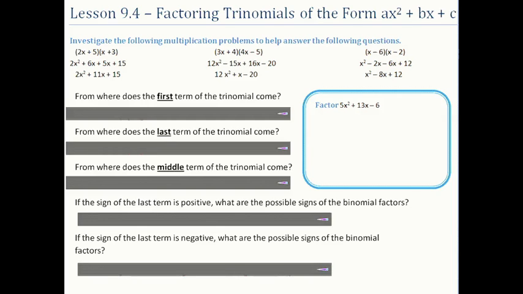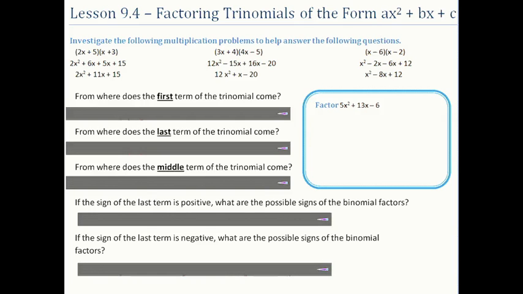Today we're going to look at lesson 9.4, which is factoring trinomials in the form ax squared plus bx plus c. So these are general trinomials. They're not perfect square trinomials. They're not difference of squares. So we're going to look at these three multiplication problems, and then we're going to try to answer these several questions to help us understand and realize how to factor these.